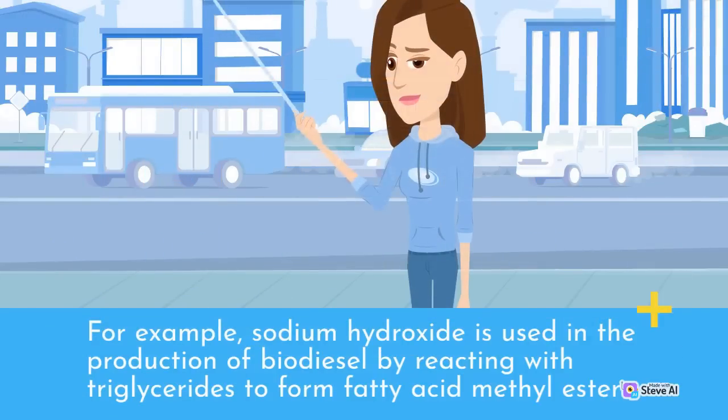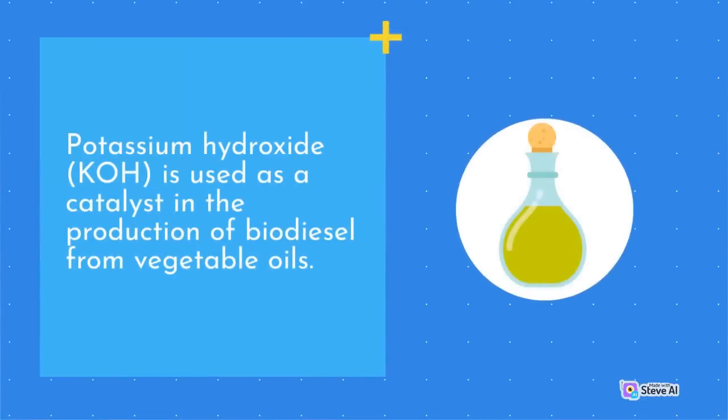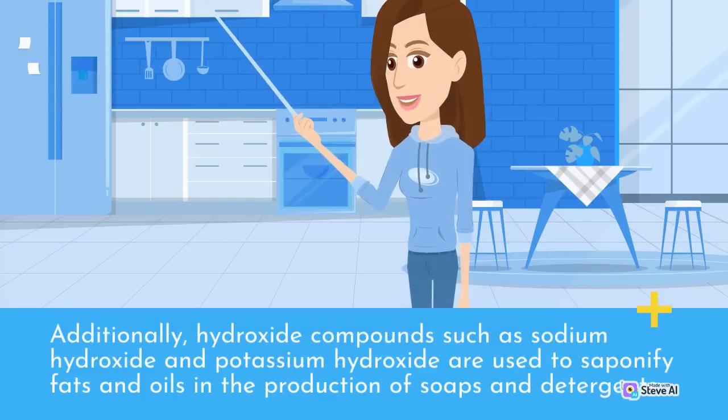In the field of chemistry, hydroxide compounds are widely used as reagents and catalysts in various reactions. For example, sodium hydroxide is used in the production of biodiesel by reacting with triglycerides to form fatty acid methyl esters. Potassium hydroxide, KOH, is used as a catalyst in the production of biodiesel from vegetable oils. Additionally, sodium hydroxide and potassium hydroxide are used to saponify fats and oils in the production of soaps and detergents.